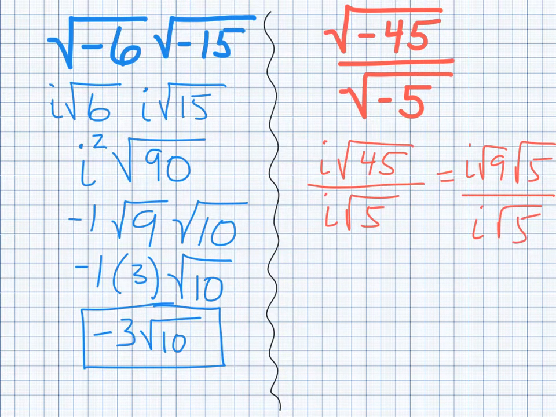If you take a look from top to bottom, the i's cancel and so do the rad 5's, and we're actually just left with the square root of 9, which is 3.